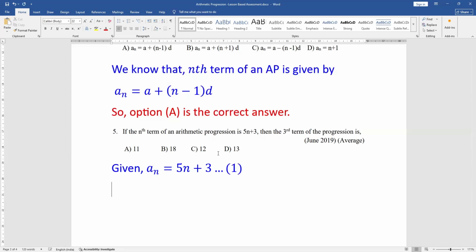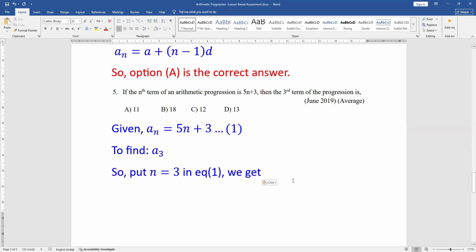What we need to find out is the third term of the progression, that is a3. To get a3, wherever there is n, we need to replace it with 3. So we put n equals 3 in equation 1. First I write the same form, but wherever there is n, I need to replace it with 3. While writing, we should use brackets. So 5 into 3 plus 3 is equal to, 5 times 3 is 15.